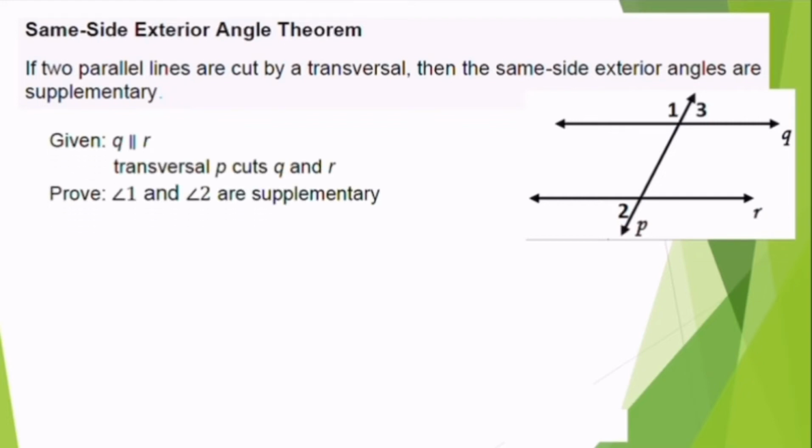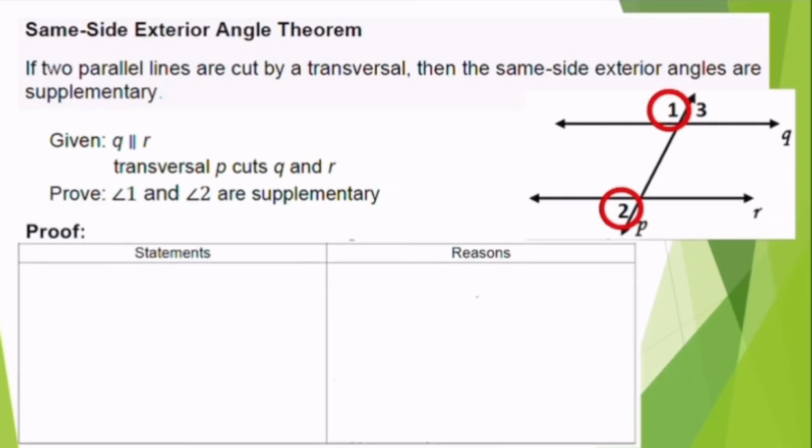Given that line Q is parallel to line R, transversal P cuts line Q and line R. Let's prove that angle 1 and angle 2 are supplementary. So again, for here, we need our proof. So we will have our statements and reasons. For our first statement, we have line Q is parallel to line R. And the reason is given.